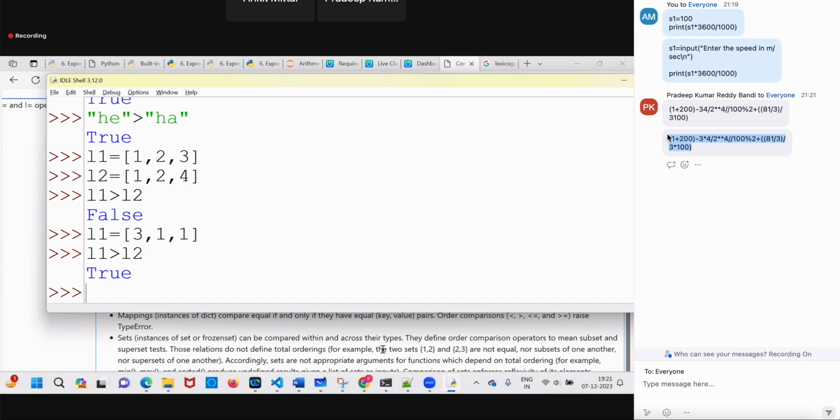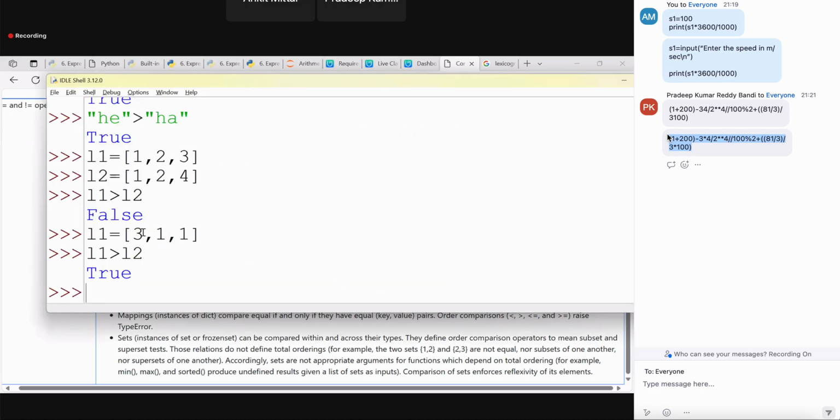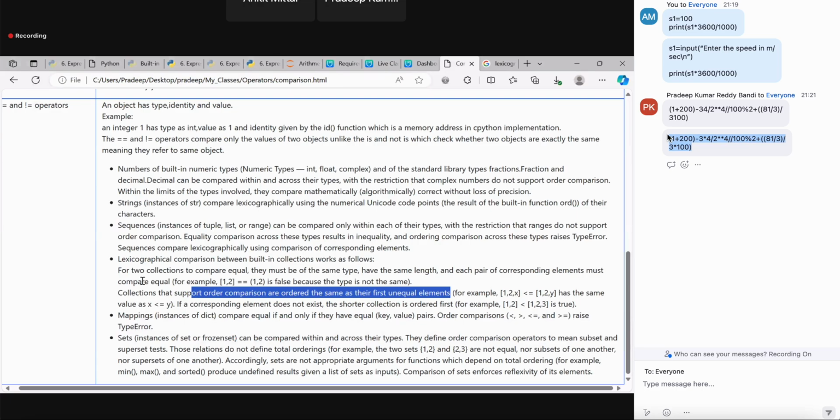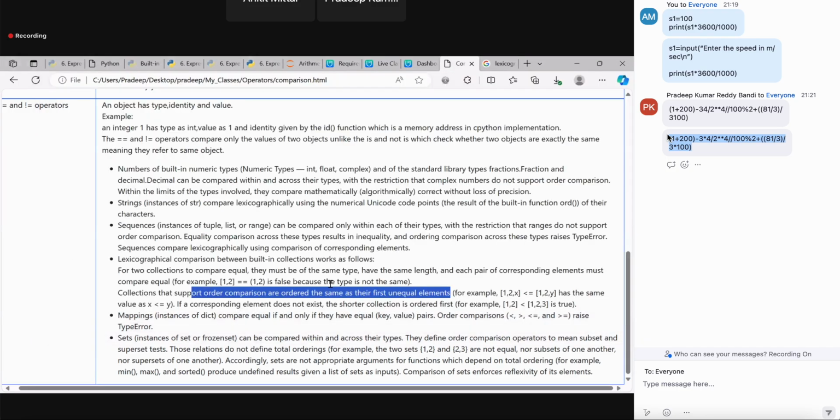No, actually, just a second. It should not be like that. For two collections to compare equal, they must be of the same type and same length, and each pair must be equal. Collections that support order comparison are ordered the same as the first unequal elements. Here the first unequal elements are at the first place only, so 3 greater than 1 is true. Then it stops and doesn't count anymore.